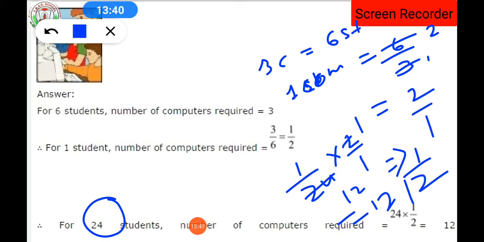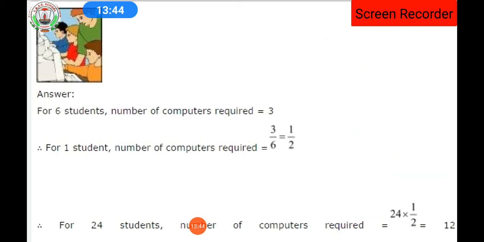Why are we going to take the reciprocal over here, students? Because we had taken one computer, but in the question it is asked for one computer. Did you understand the question?